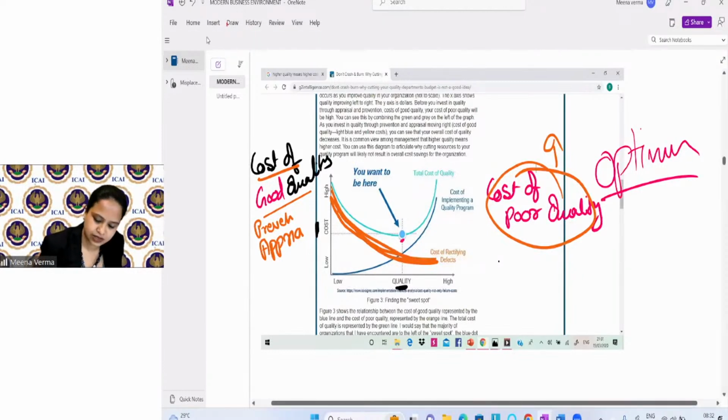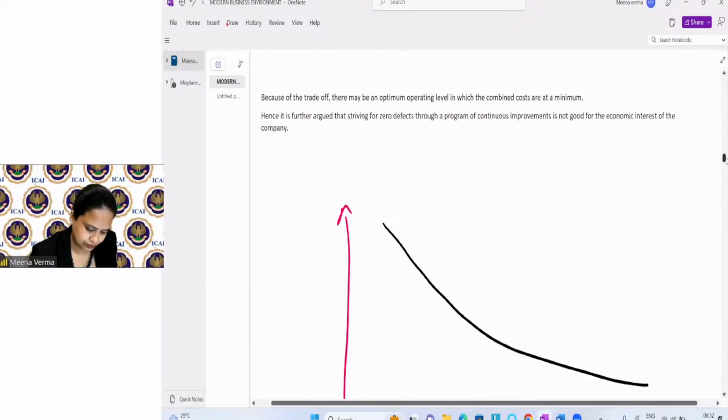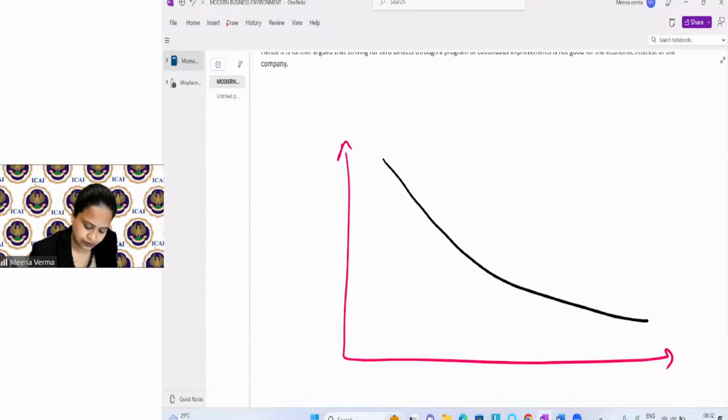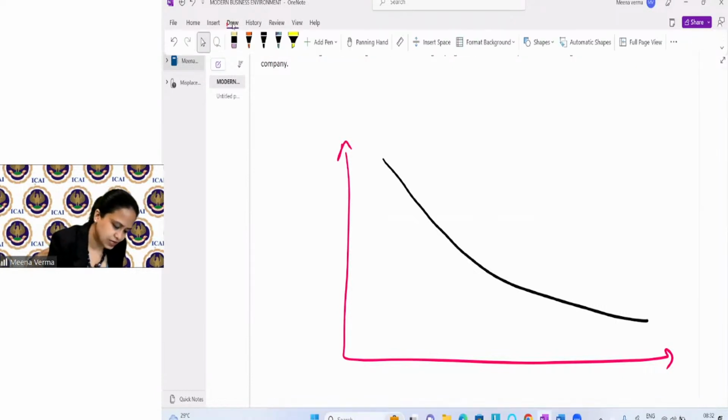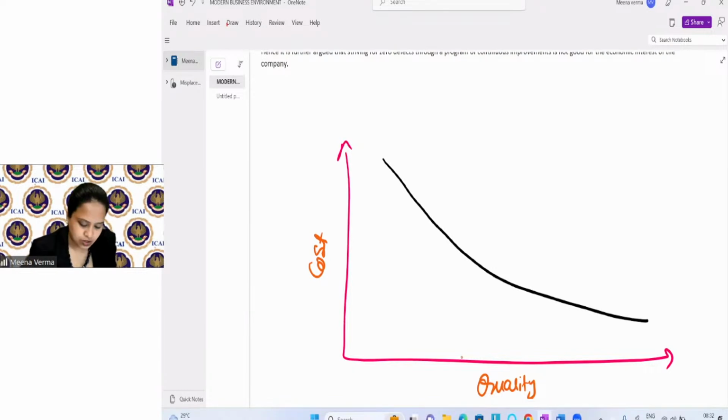We are plotting this graph here. On one side, we are considering the quality. On other side, we are considering the cost. All right. So for example, if you will see this point, what does this point show? That the cost is high and the quality is low, right? At this point, cost is high, quality is low, right?